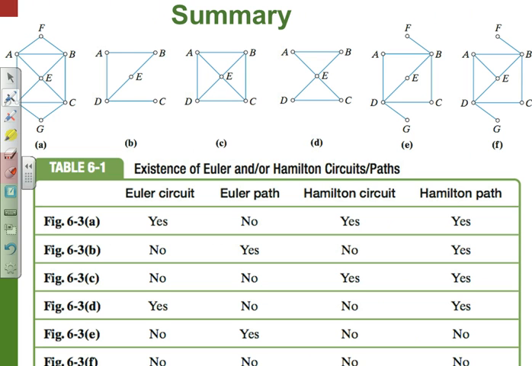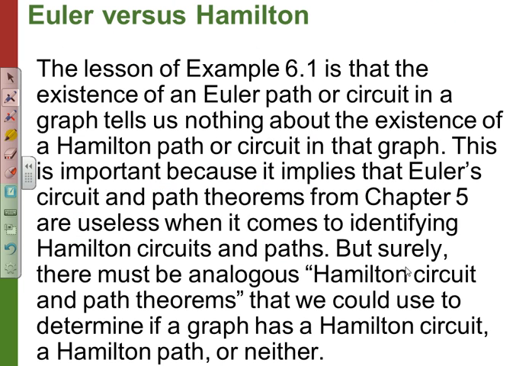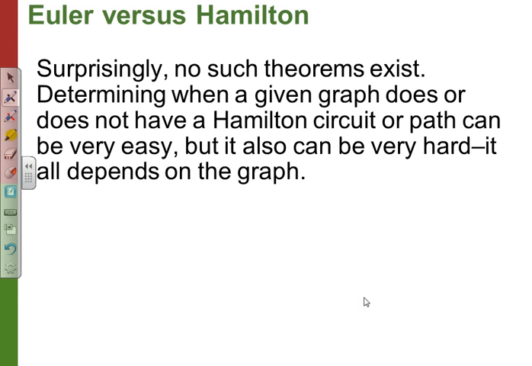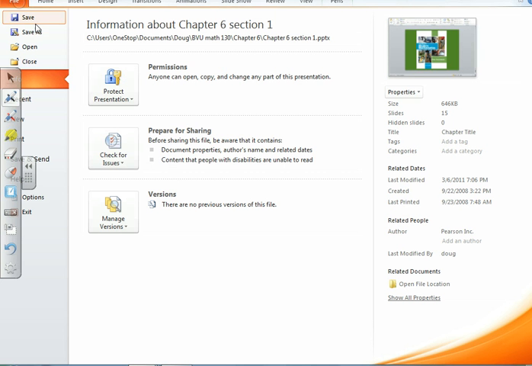So here we have a summary: yes, no, in between, no, yes, yes, no. Obviously, that'll be a good quiz question. A bunch of random things and disconnected stuff. The lesson is that the existence of an Euler path or circuit tells us nothing about the existence of a Hamilton path or circuit. Isn't that great? No theorem exists that determines whether or not a graph will give you a Hamilton circuit. Isn't that lovely?